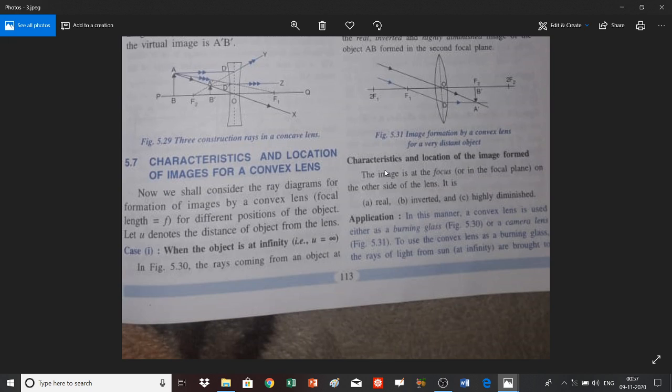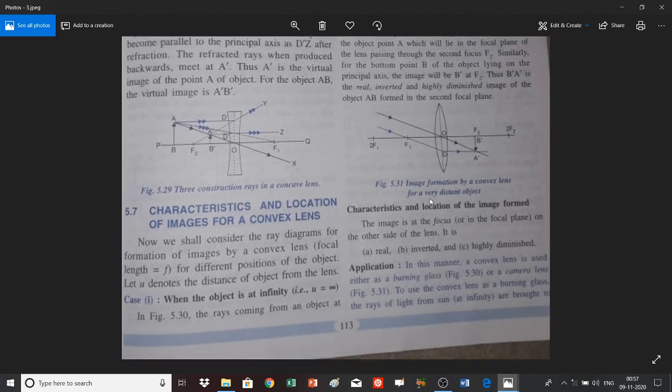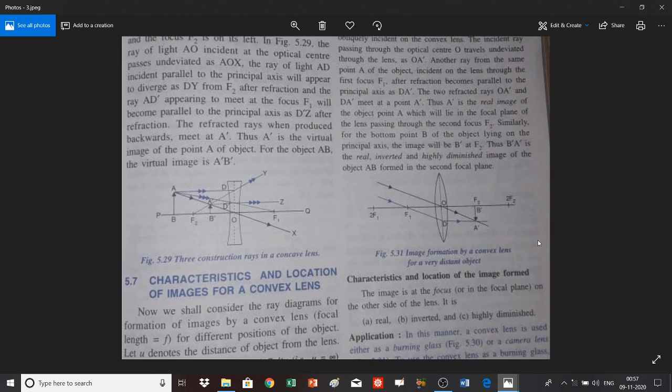Now characteristics and location of the image formed. Now you have to understand, we have to study the characteristics and location of the image formed. The image at the focus or in the focal plane on the other side of the lens is number one real, number two inverted, and number three highly diminished.